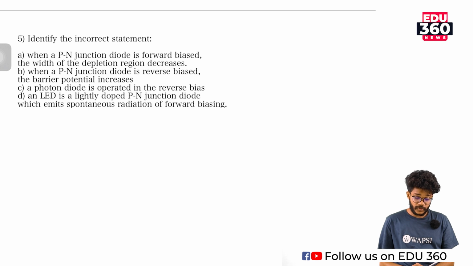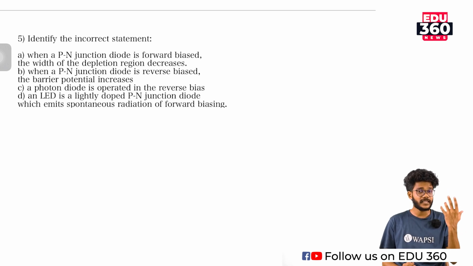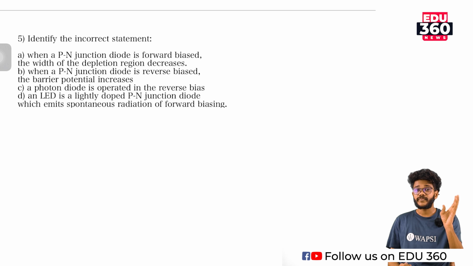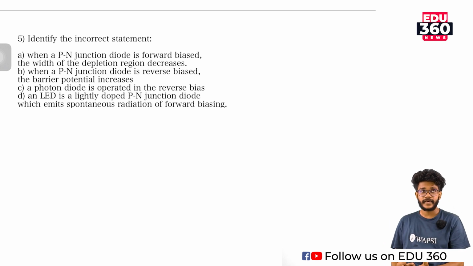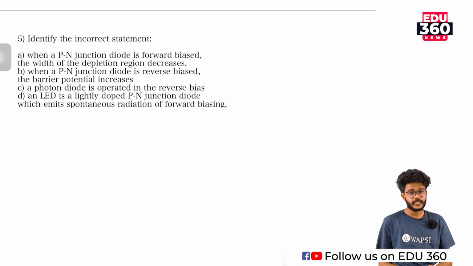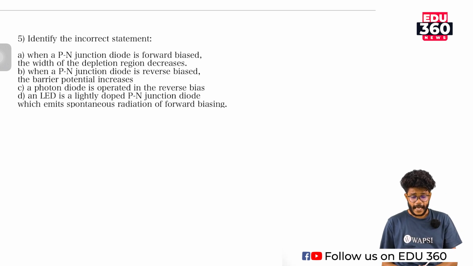And the third option, a photodiode is operated in reverse bias. Yes, when it acts in reverse bias it will emit photons, that is light. It can be seen by our eyes or not, that is not a matter. The photon can be of any wavelength. Some wavelengths are visible to our eyes, like UV rays and infrared. And the fourth option is an LED is lightly doped. Who said that? LED is highly doped.